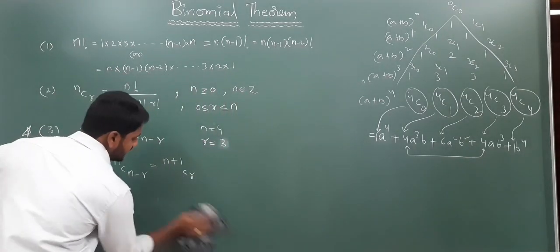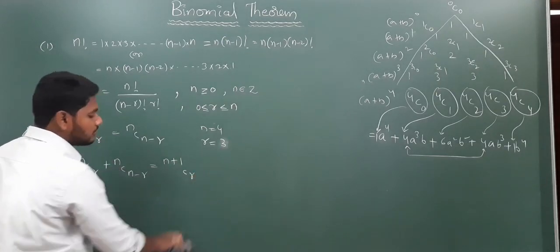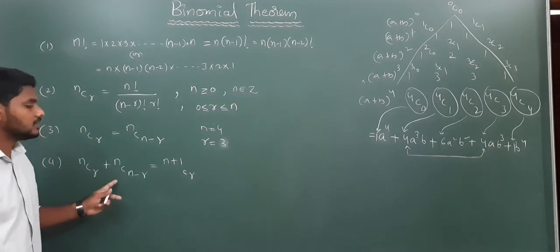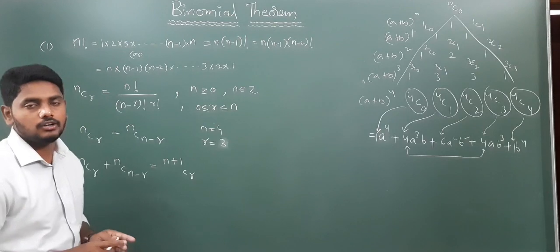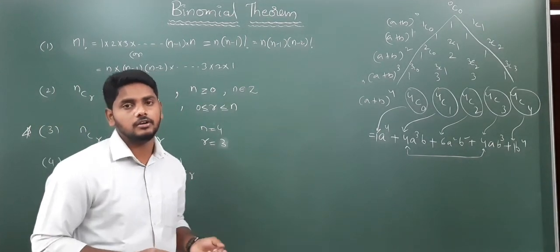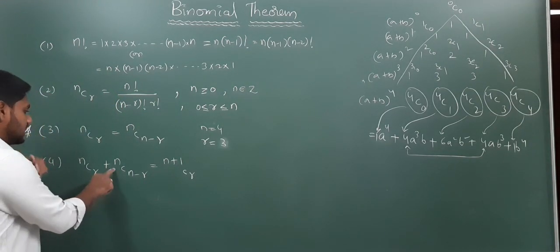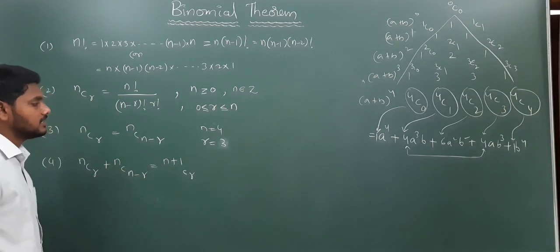nCr plus nC(n minus r) is equal to (n plus 1)Cr. We will also use this formula in the binomial expansion and in some of the major problems in the binomial theorem. This is very important: nCr plus nC(n minus r) is equal to (n plus 1)Cr.